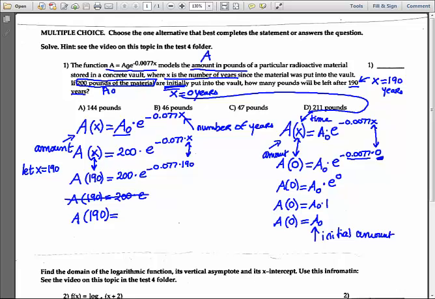Do me a favor, write down on a piece of paper what we have to compute. We need to compute in the calculator 200 times e to the power negative 0.0077 times 190, because once I bring in the calculator, unfortunately all my writing will be gone. That's the answer that we're looking for. Is it A, B, C, or D? Write it down again, and now let me bring in the calculator.